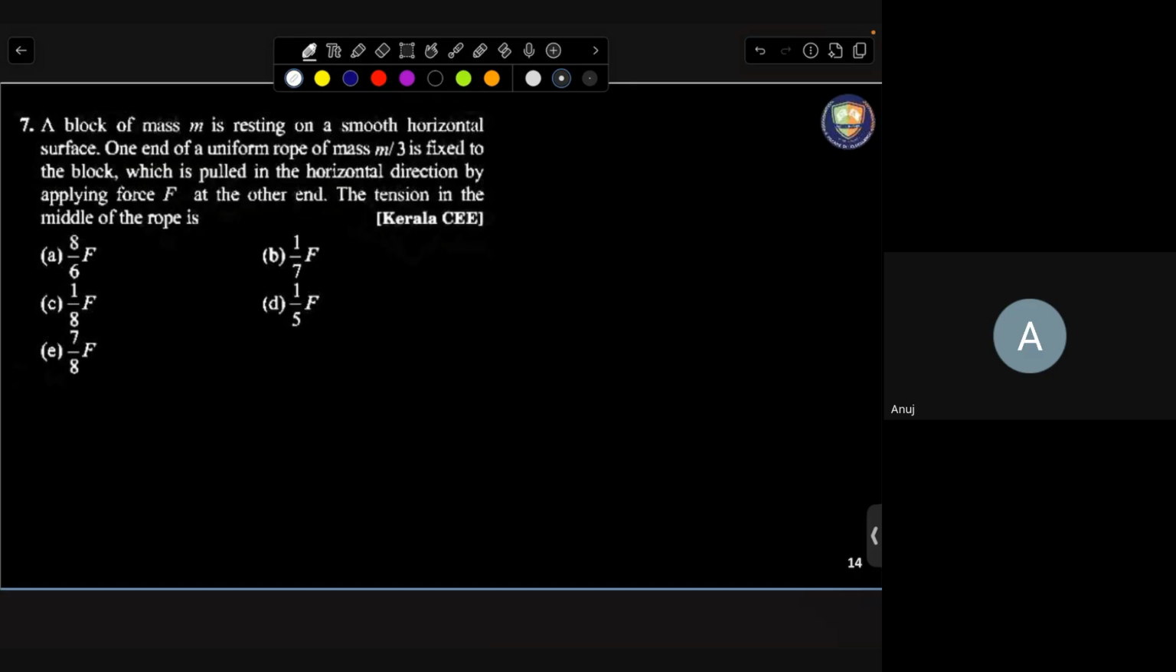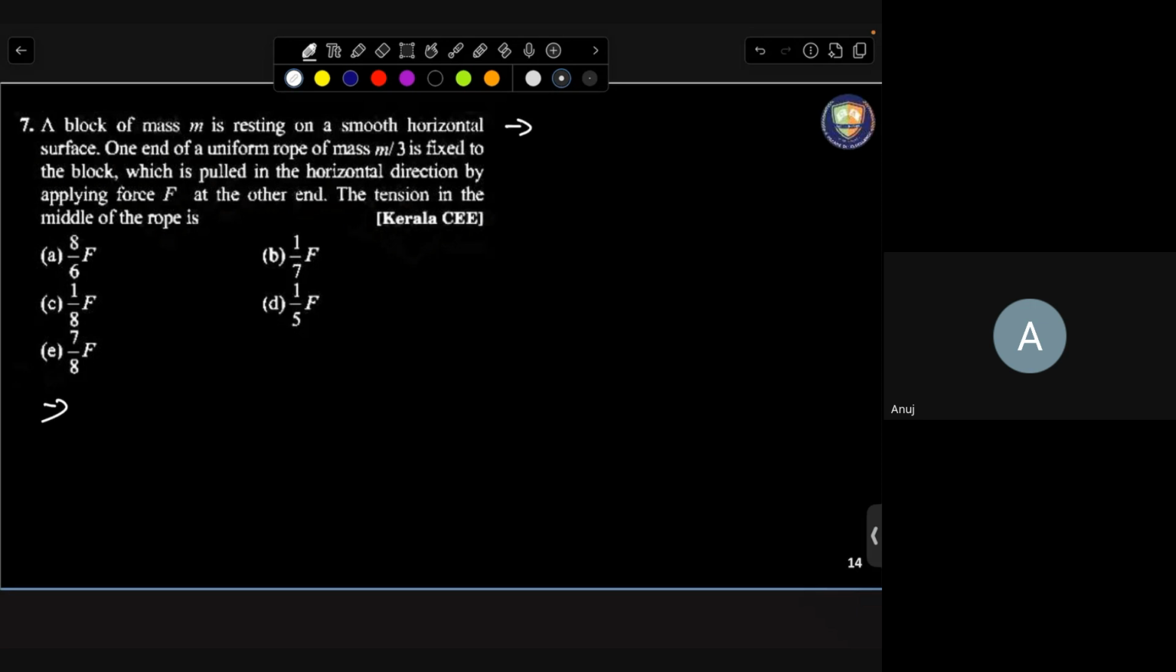E is the correct answer, 7 by 8 F. Okay, let's see the solution.